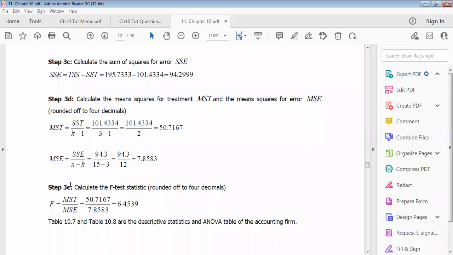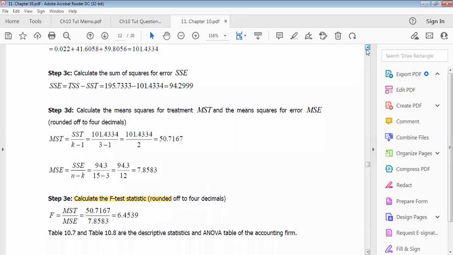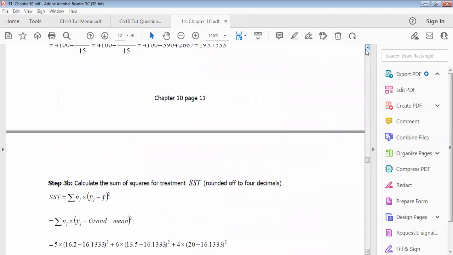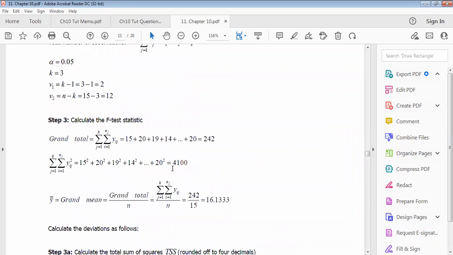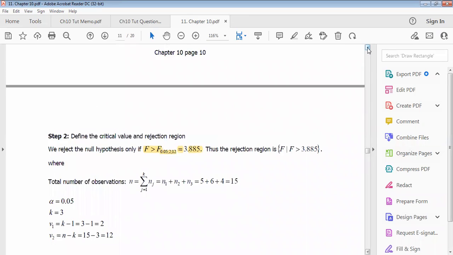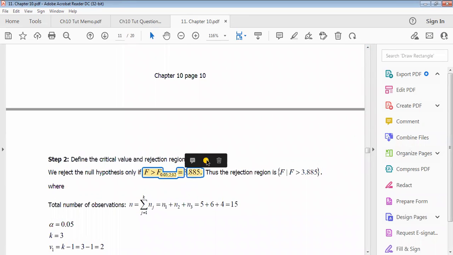Now to calculate the F statistic, if you found all those things, your F statistic is just MST divided by MSE, the mean sum of squares for error. That's your F test. So how do you make your decision? You compare it with the critical value that you found on the second step.